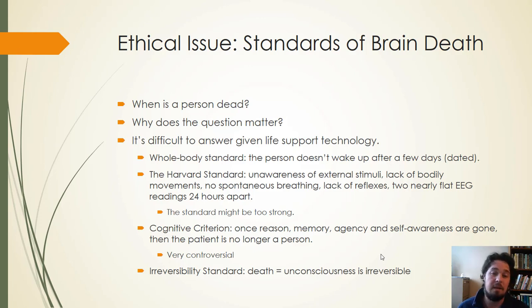So if you think that's too strong, you might like the cognitive criteria, which basically says that a person can be considered dead, and so you can harvest their organs for organ donation. According to the standard, they are dead once reason, memory, agency, and self-awareness are gone, and the patient is no longer really a person, but rather just a human, or what you might call a vegetable. But this is pretty controversial. It would mean that somebody who lacks higher brain activity is dead, even though they may still have lower brain activity. The brainstem might still have some activity going on. So this is also a pretty controversial definition.